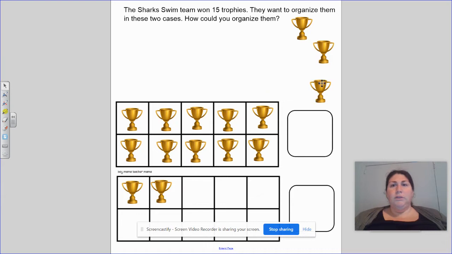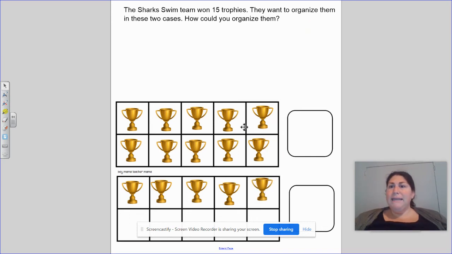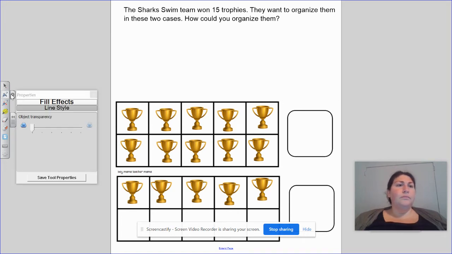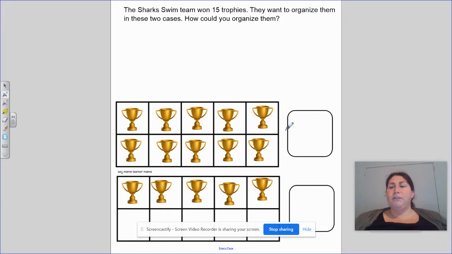1, 2, 3, 4, 5. All right, so now I have a nice organized case of trophies. 2 cases, actually. So in this first 10 frame, how many trophies do you see? Well, the 10 frame is filled. So I would see 10 trophies in there. I actually don't even have to count them because I know a 10 frame has 10 trophies. So if it's filled, there are 10.